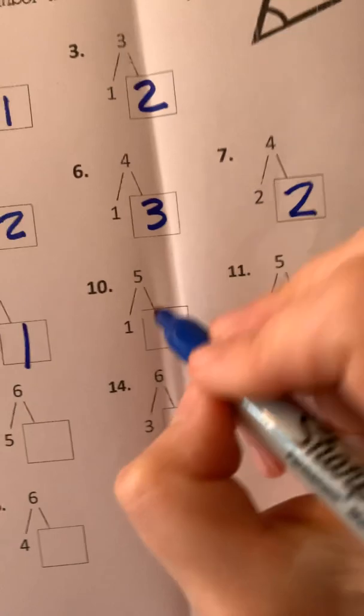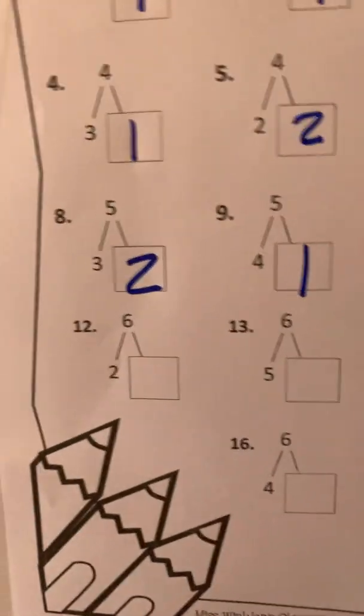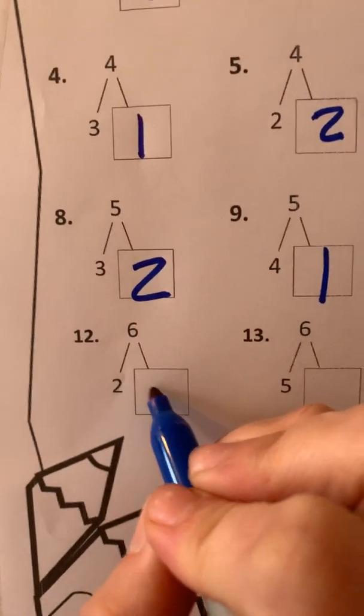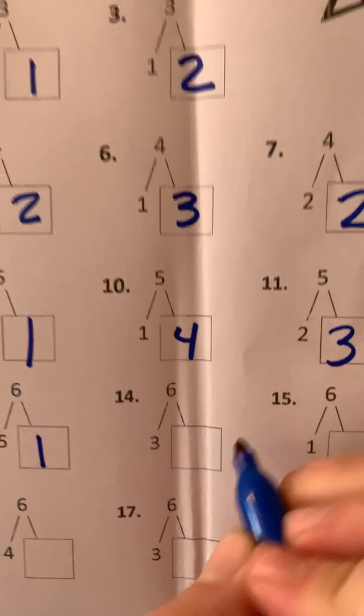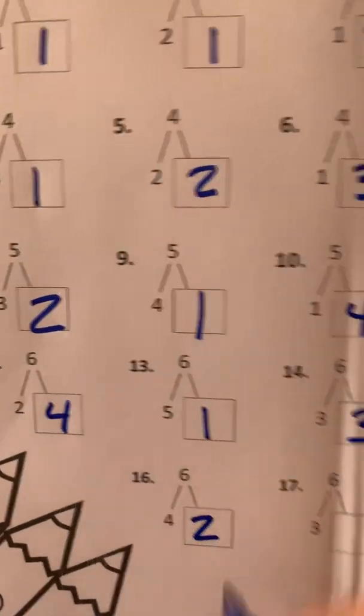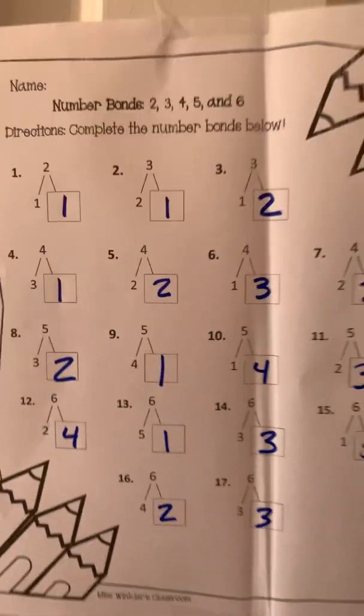How many fingers? 4, 2, 3, 4, 5. How many? 3. So whatever way works, I'm going to go through these quick. It'd be 2 plus 4 is 6. 5 plus 1 is 6. This is the doubles: 3 plus 3 is 6. 1 plus 5 is 6. 4 plus 2 is 6. And 3 plus 3 is 6. How'd you do?